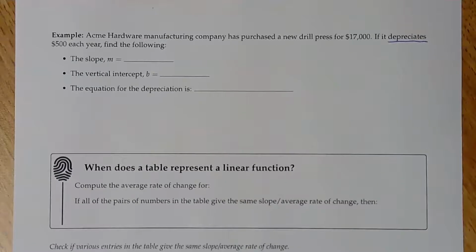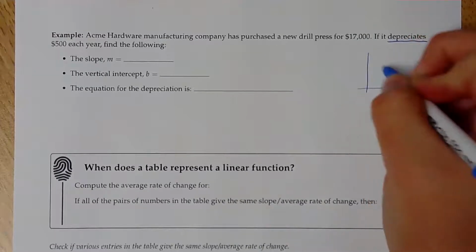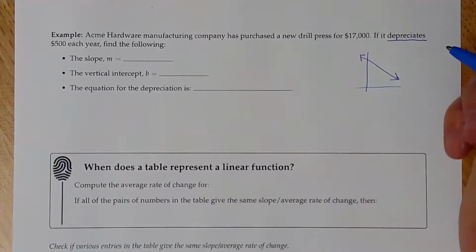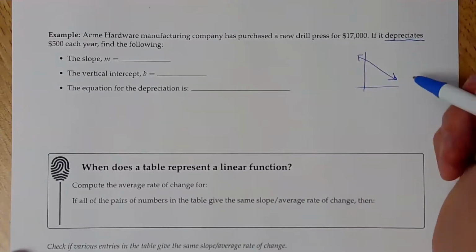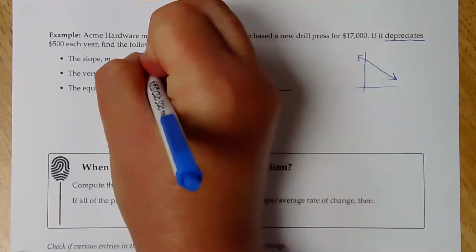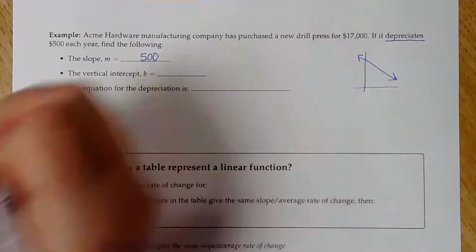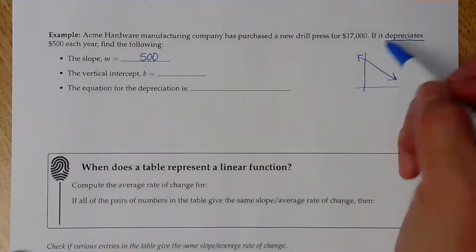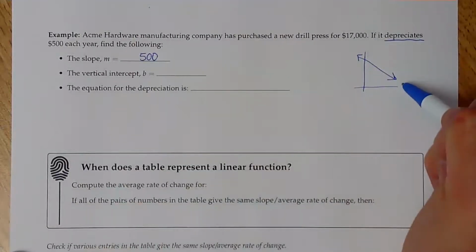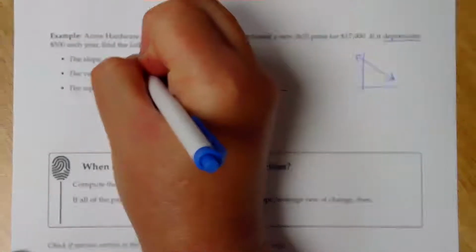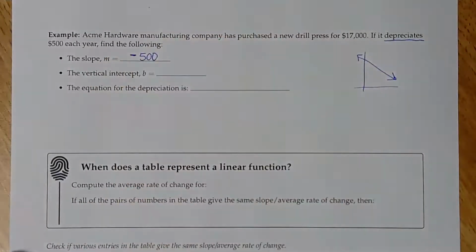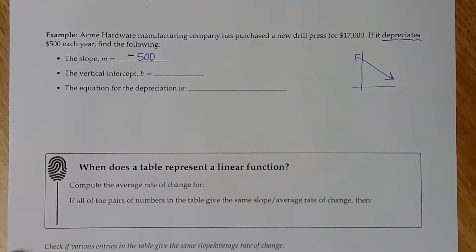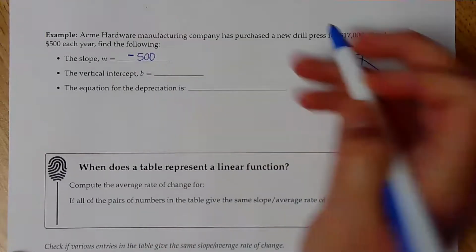So we have something that is going downhill, right? Because the price is getting less. So for our slope here, people are probably really tempted to put that 500 down, and you are super close if that's what you're thinking. But because it's going downhill, we're losing value, that would be a negative 500. The vertical intercept is our starting price. So that new drill is 17,000.